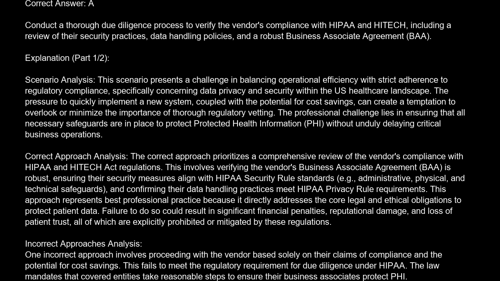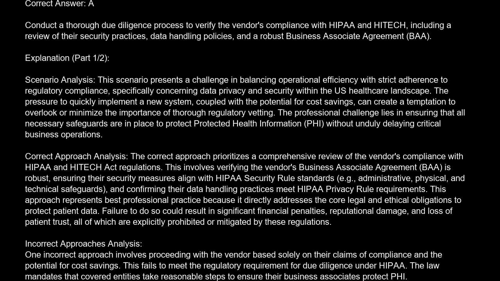Explanation. Scenario analysis. This scenario presents a challenge in balancing operational efficiency with strict adherence to regulatory compliance, specifically concerning data privacy and security within the U.S. healthcare landscape. The pressure to quickly implement a new system, coupled with the potential for cost savings, can create a temptation to overlook or minimize the importance of thorough regulatory vetting. The professional challenge lies in ensuring that all necessary safeguards are in place to protect protected health information (PHI) without unduly delaying critical business operations.